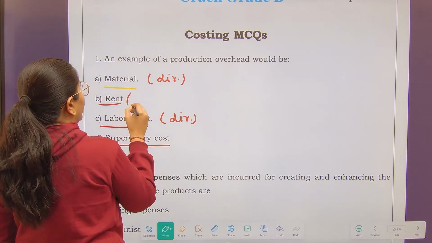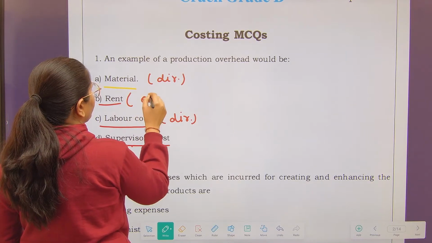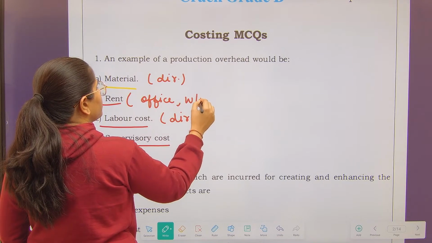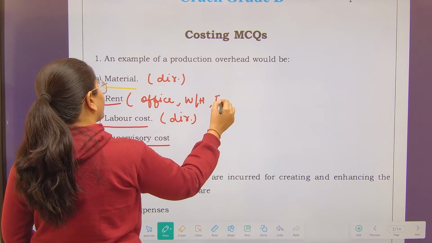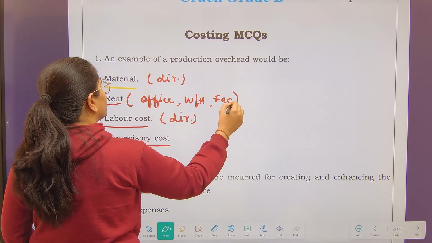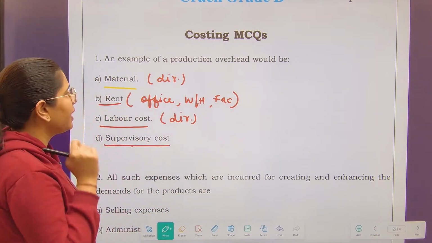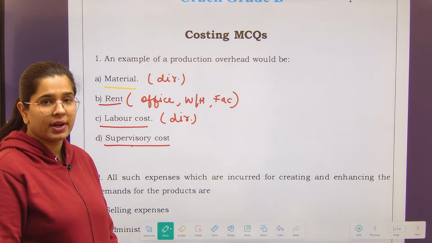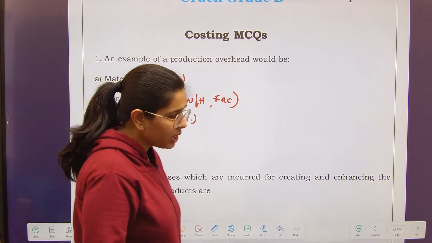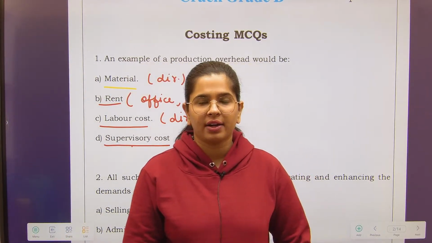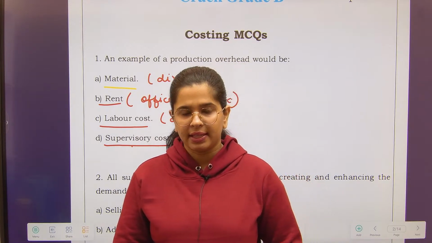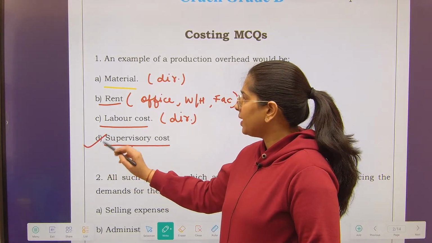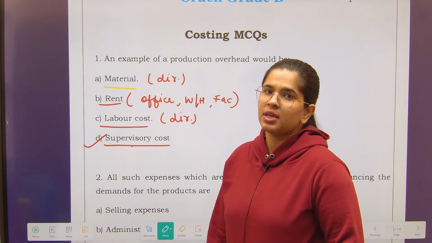Production overhead, rent could be of office, of warehouse or of factory. This means there are possibilities that rent can possibly belong to an office overhead, it could be a warehousing overhead, that means related to selling and distribution, and it could be also related to your factory overhead. So all these possibilities are there. Hence, in this particular case, your example of production overhead will be supervisory cost.